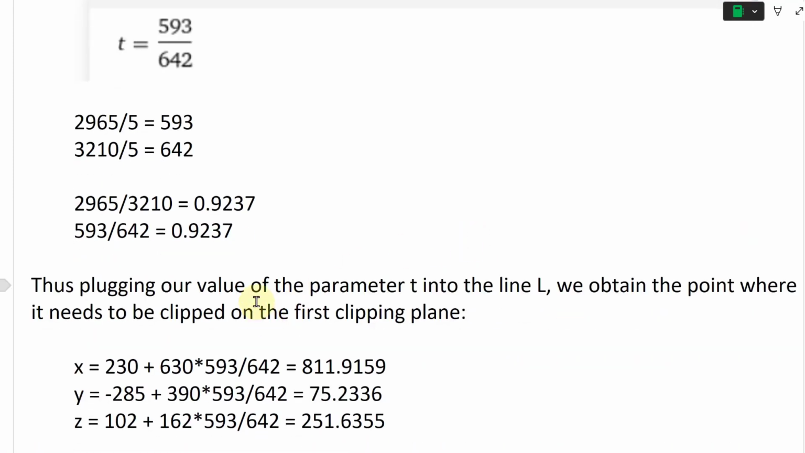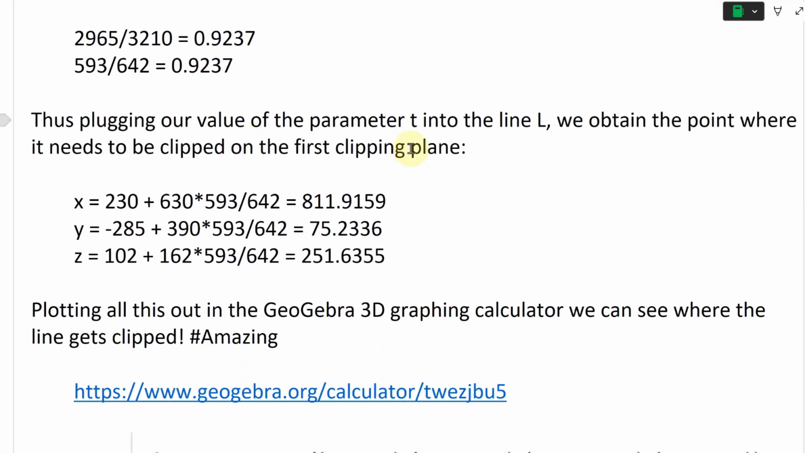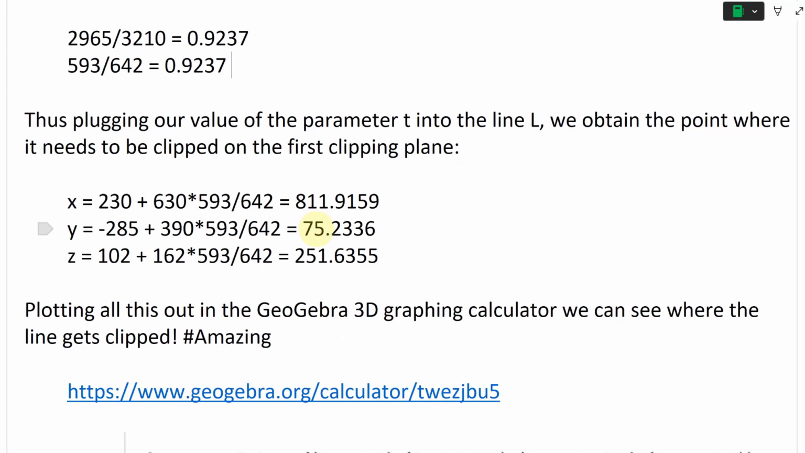Yeah, so thus plugging our value of the parameter t into the line, we obtain the point where it needs to be clipped on the first clipping plane, or at least where it's projected through. But it's actually clipped from the top plane as we continue in this problem. So it doesn't need to be clipped again from this line. So from the right, let's write this right. Yes, for completeness, put this here.